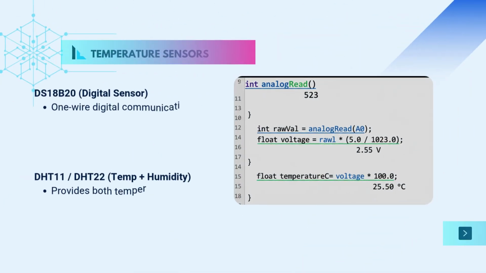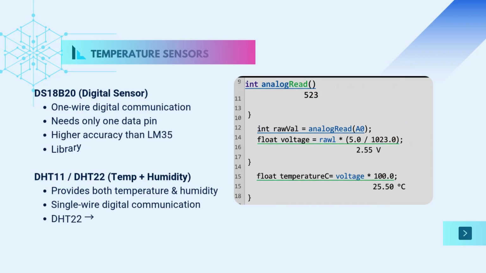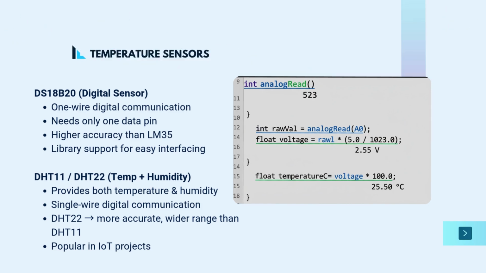It's digital and communicates using the one-wire protocol. That means we only need one data pin, and libraries handle all the communication for us. And finally, the DHT11 and DHT22 are widely used in IoT projects. They provide both temperature and humidity values using a single digital pin, which makes them very easy to use.